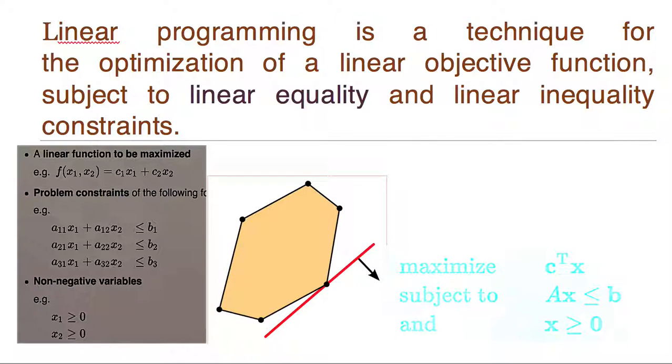Looking at what is meant by linear programming. It's a technique of optimization of a linear objective function subject to linear equality and linear inequality constraints. As shown, this f of x1, x2 is a linear function of two variables. Linear means it doesn't involve any quadratic or cubic terms, let's say x1 square, x2 cube, anything like that. And it has the problem constraints of the following form.